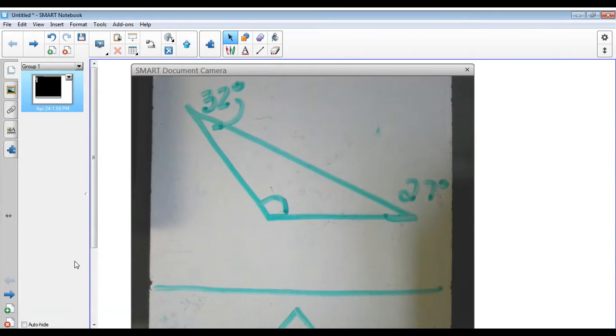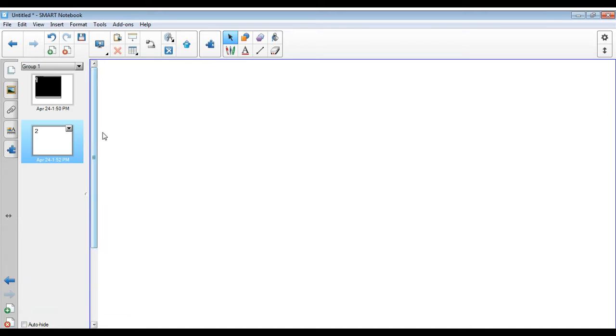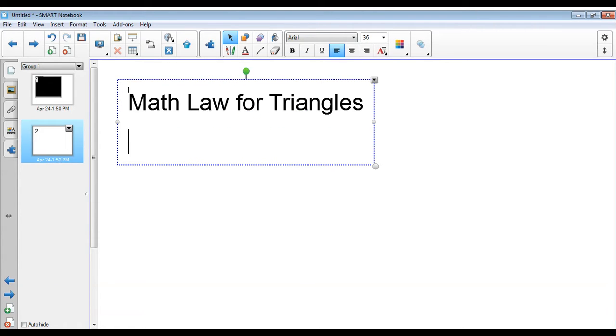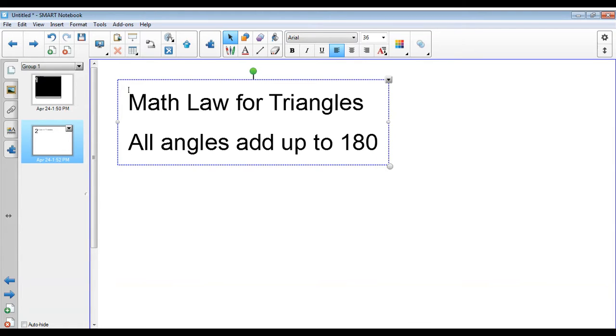All right, boys and girls, today what we're going to be talking about are missing angles in triangles. And we have to remember one math law for triangles. So we know that all the angles in a triangle will always add up to 180 degrees. So in every single triangle, no matter if it's obtuse, acute, or right, it does not matter. Every angle has to add up to 180 degrees.